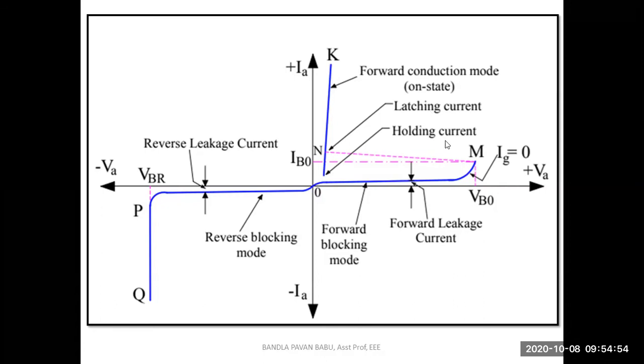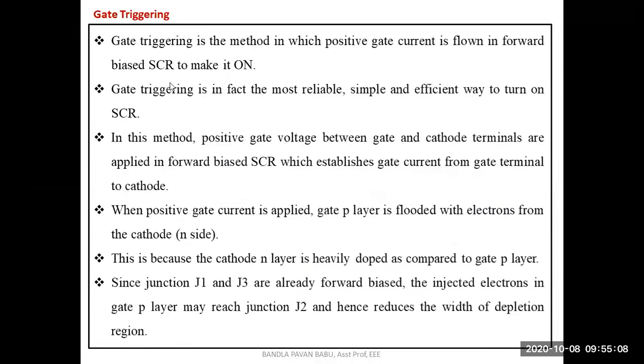And what does the holding current mean? It is the minimum current, and if the current goes below this holding current, the switch will turn off. Okay, so that's the difference between holding current and latching current. Next we'll go to the gate triggering method.